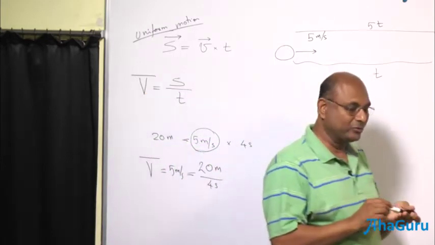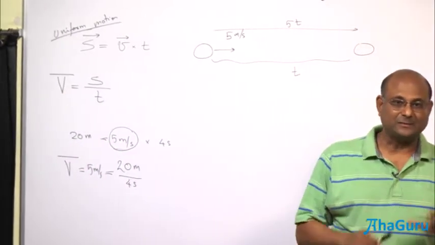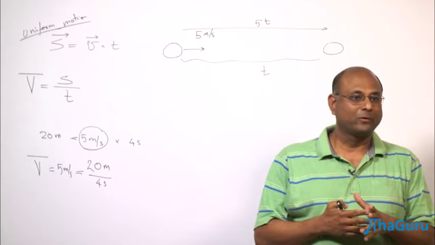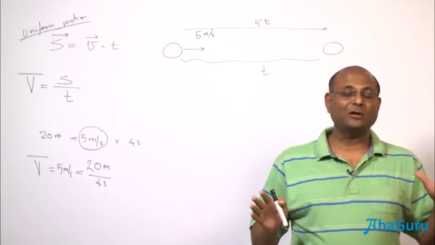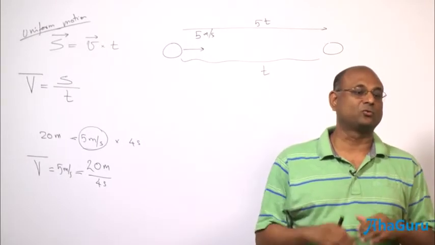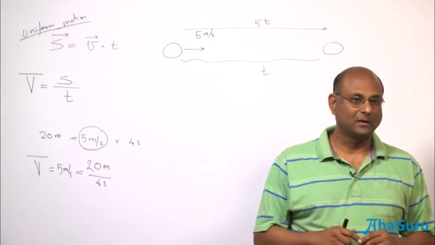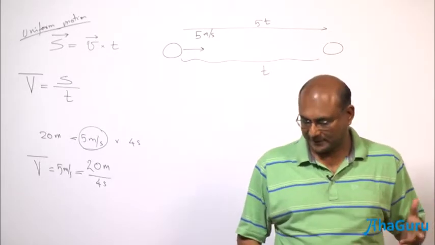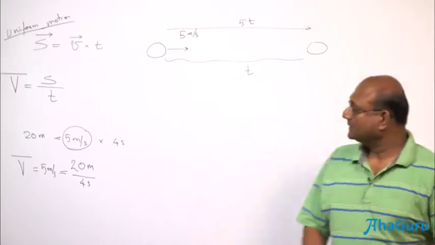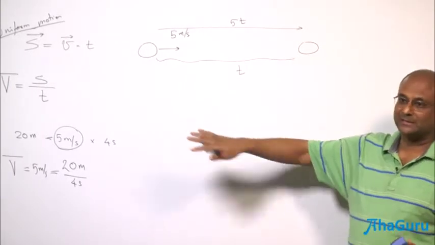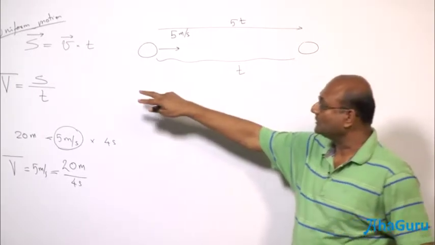So velocity into time is displacement, but that's only true for uniform velocity. Average velocity into time is displacement is true always. Or displacement by time is average velocity. That is true always. That doesn't require it to be uniform velocity, uniform acceleration. Doesn't matter, it's always true. This is a definition.